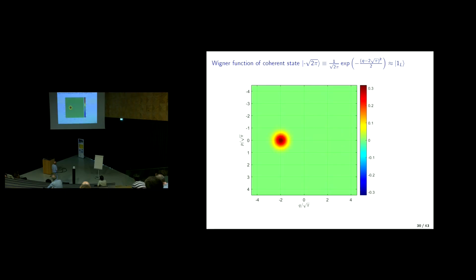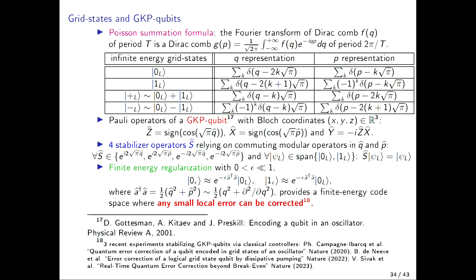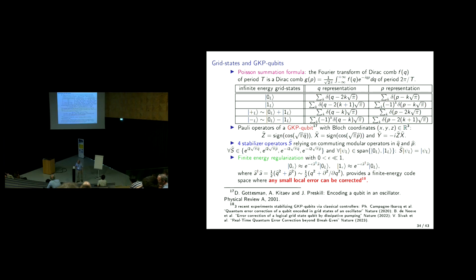So they have this idea, and it goes on. You understand that in this scheme you preserve bit flip, but phase flip exchanges plus and minus. You cannot preserve this. In the group, we are working on the next generation, of course. It is called the grid state or GKP qubit. It is an idea of a group around Preskill at Caltech more than 20 years ago. GKP is from Gottesman, Kitaev, and Preskill. There is a recent experiment, in particular one by Philippe Campagne-Ibarcq, who is in the group and did his postdoc at Yale.